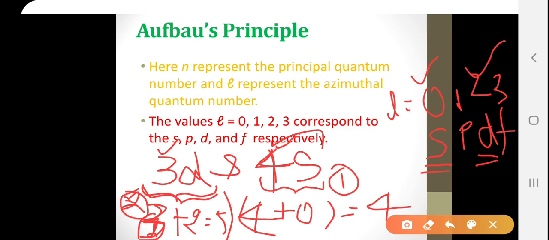So which is the lower value? 4s has the lowest n plus l value. So the electron will enter the 4s orbital first, and then it will enter the 3d orbital because of this n plus l value. Have you all understood this rule?